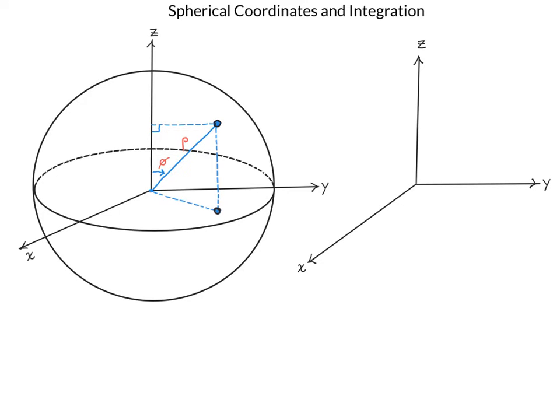Now, although R in the xy plane is not part of the spherical coordinates, I'm going to label this so you can see that this line right here represents R. And so we'll do that in black. This is R.